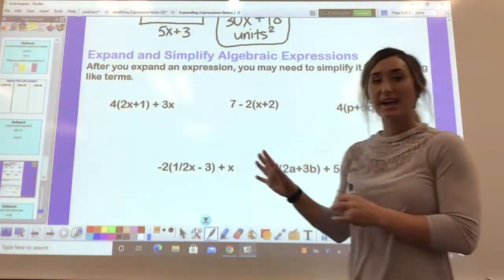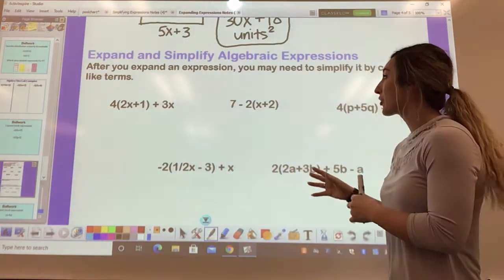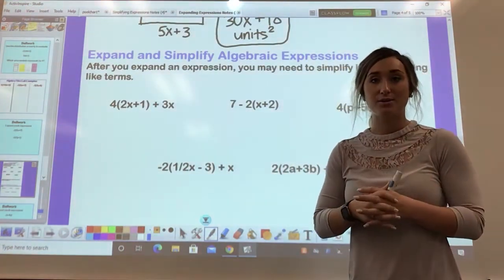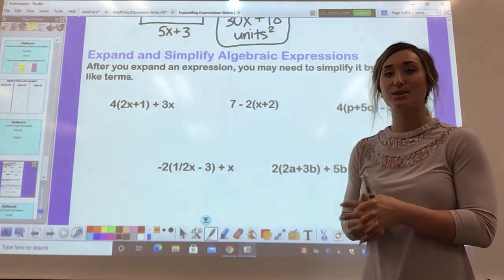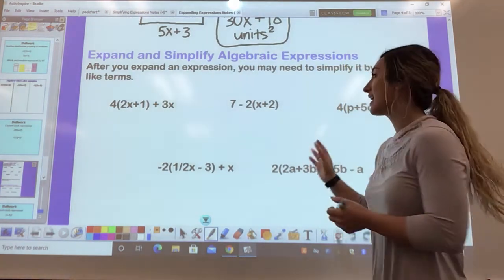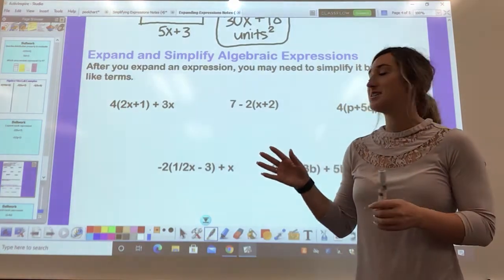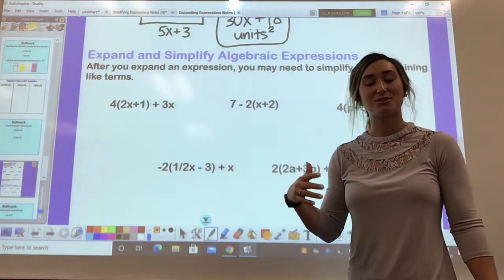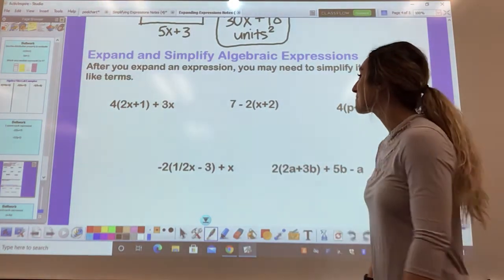All right, and then our last section here, we're going to actually combine what we're doing now with expanding expressions with what we did in our last topic of simplifying expressions. I actually think these problems are super fun, but I'm kind of a nerd, so maybe you'll feel that way, maybe you won't.